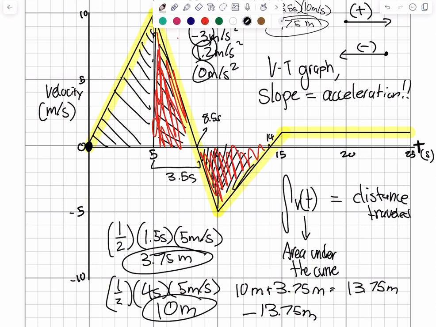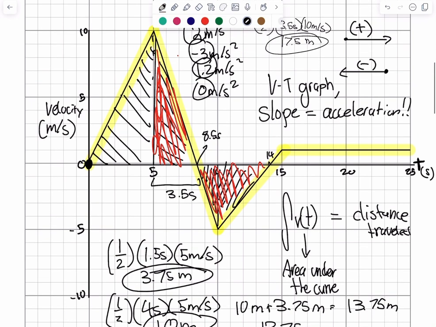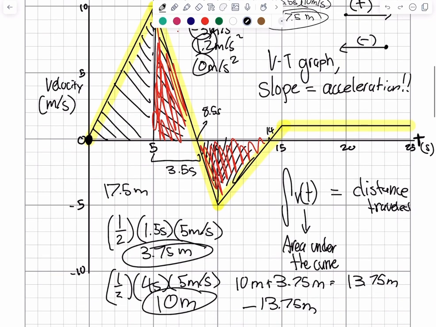Well, from earlier, we found out that this first positive red triangle, the distance traveled was 17.5 meters. And that was in the positive direction. Why? Positive 10 for that height. But we now have a negative distance traveled. Oh, catch me there. I said that wrong. Not negative distance traveled. Negative displacement. Distance traveled cannot be negative. Put that in your brain.